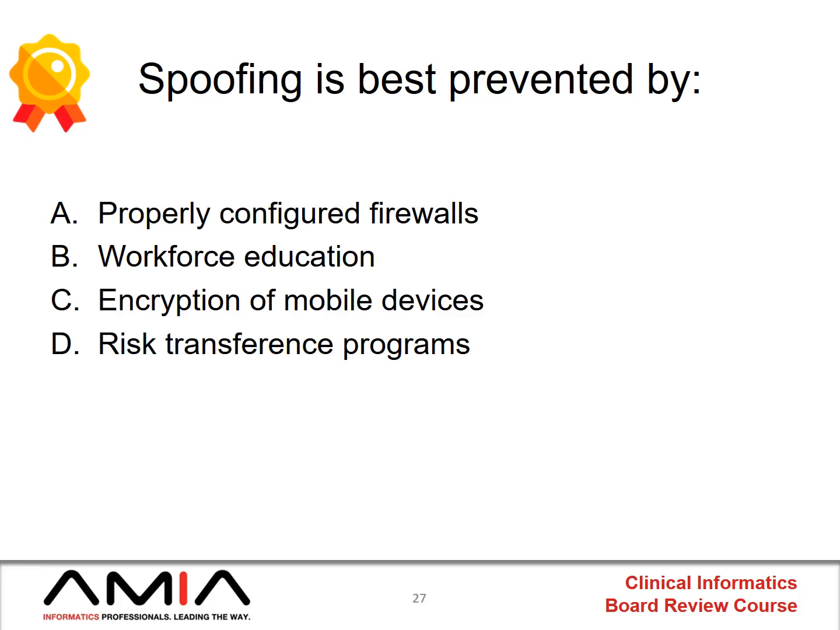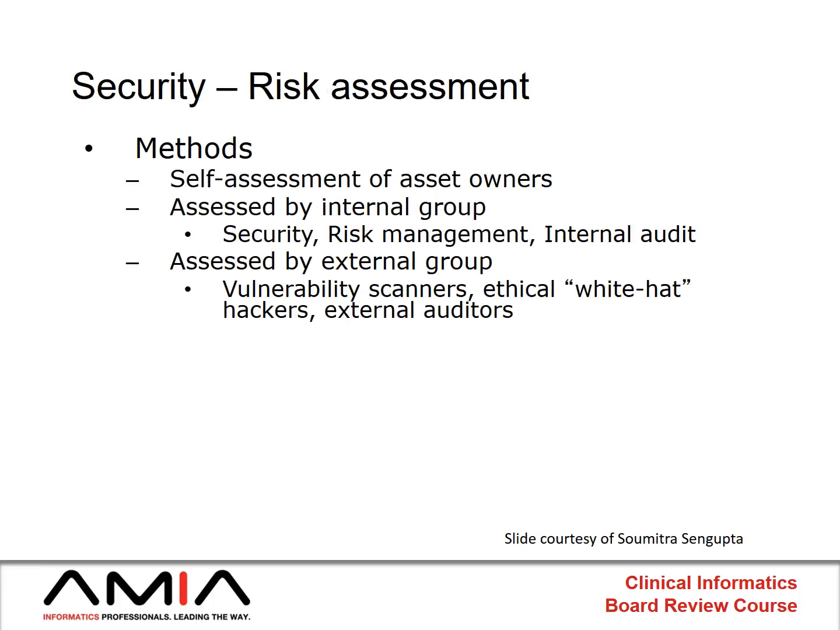Risk assessment. We talked about that briefly. How can this be done? Risk assessment can be done either by asking the asset owners to do a self-assessment, or by an internal group separate from the asset owners, someone within security, risk management, or internal audit. That's not commonly the case. Or it may be performed by an external group.